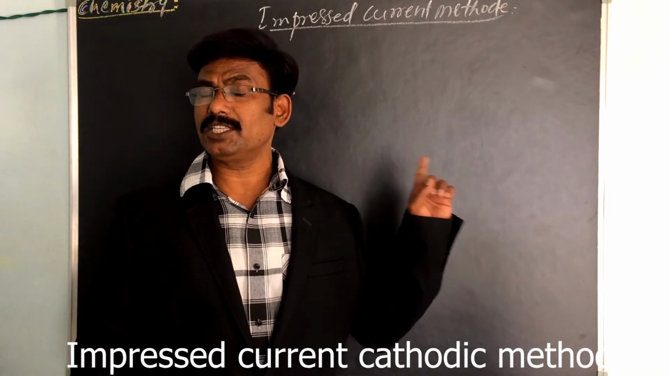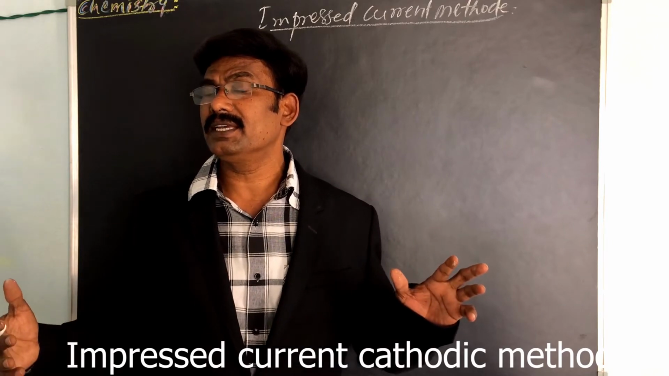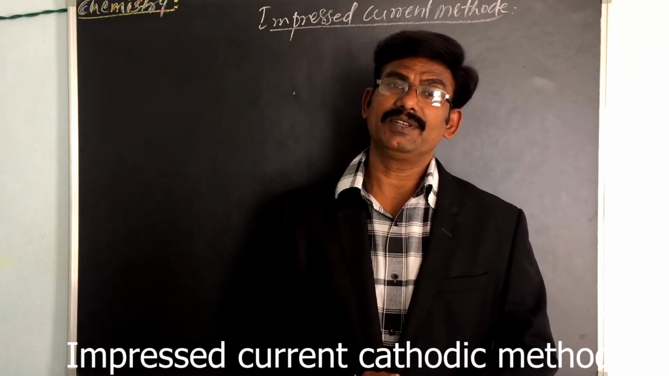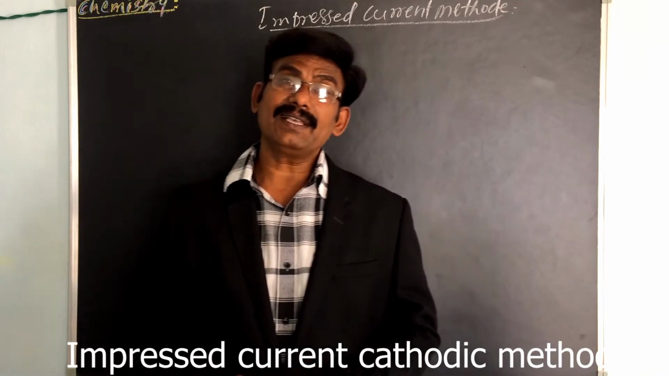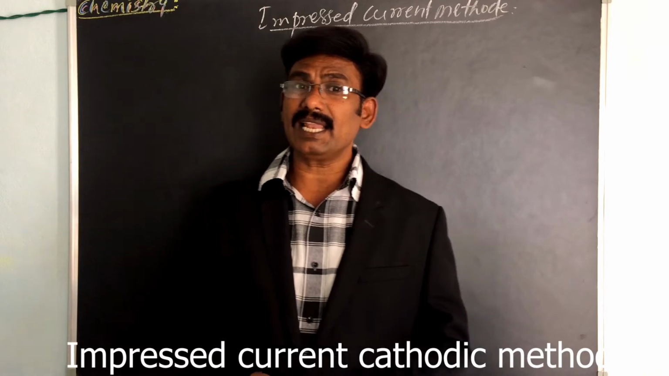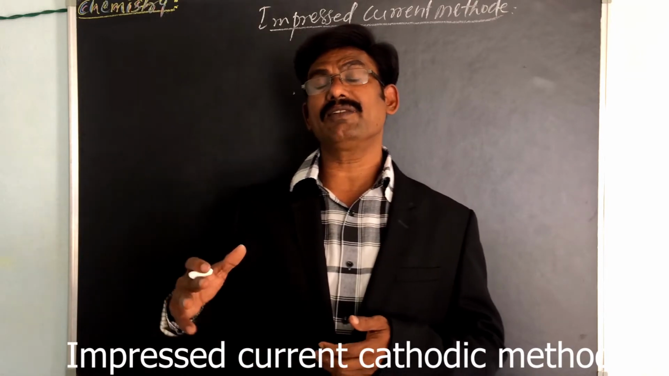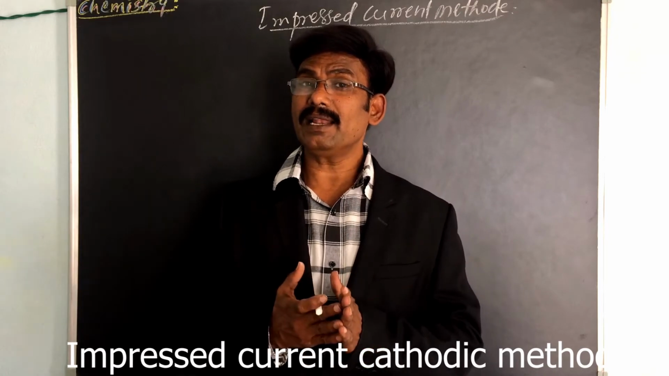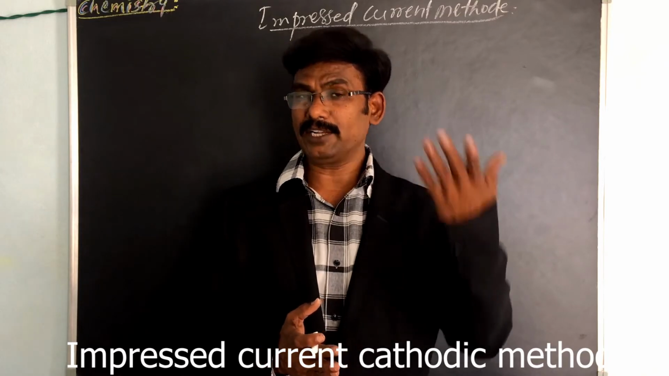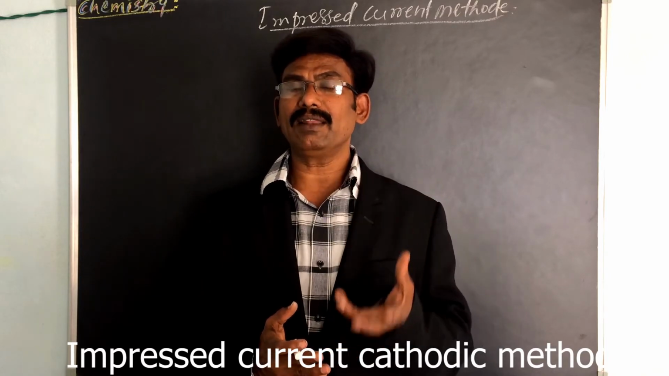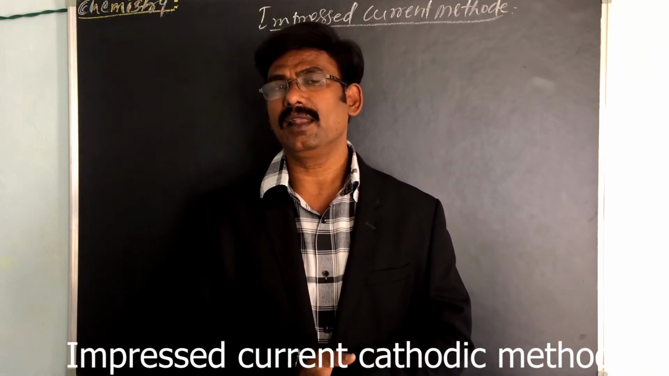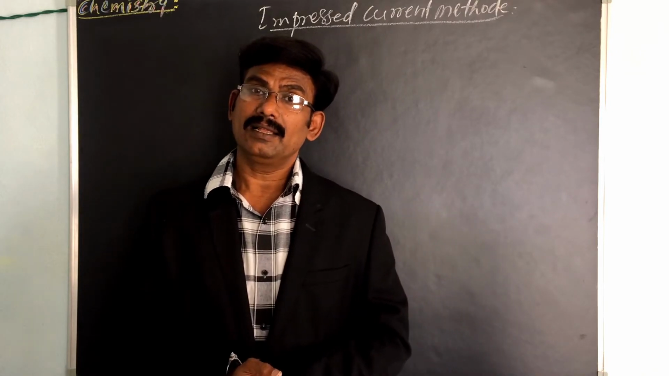Before going to this topic, let us recall what we learned yesterday: the sacrificial anode method. In the sacrificial anode method, one is the base metal and the other is the active metal. The corrosion is slowly transferred from the base metal to the active metal, the anode, through a wire. So the active metal will rust and the base metal will be saved. We discussed that in the last video.